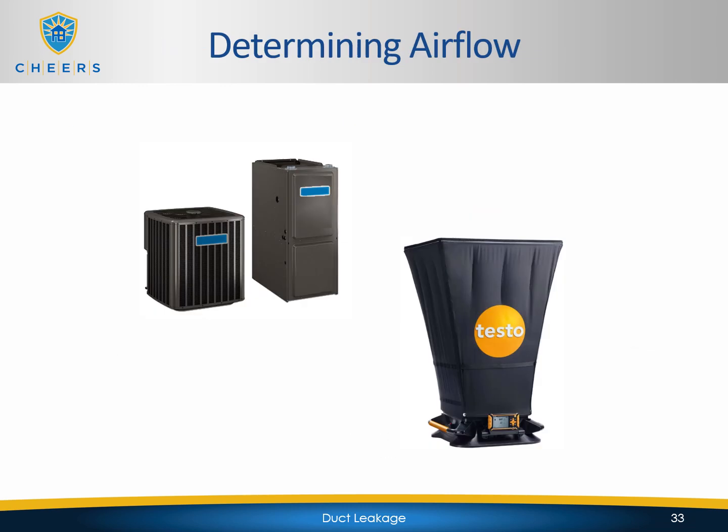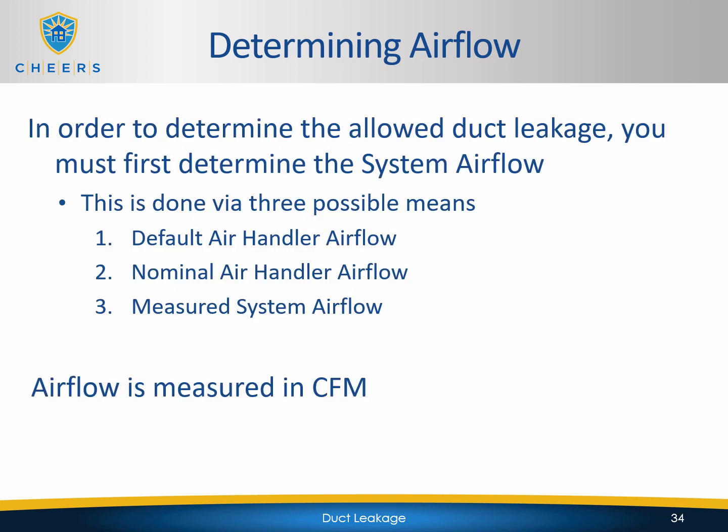Now we're going to be talking about determining nominal airflow for the system. In order to determine the allowed duct leakage, you must first determine the system airflow. This can be done by one of three possible means. The first one is default air handler airflow, the second is the nominal air handler airflow, and the third is the measured system airflow. Airflow is always going to be measured in CFM.